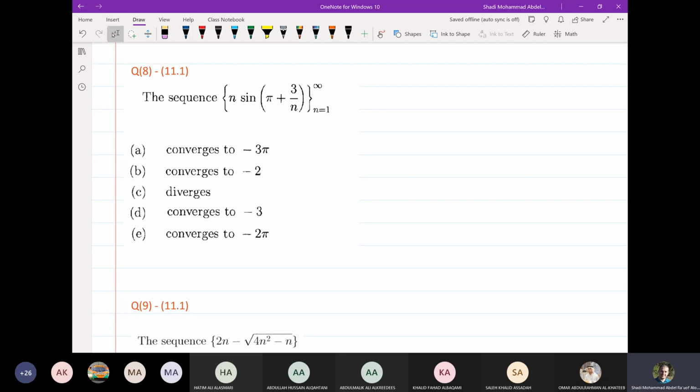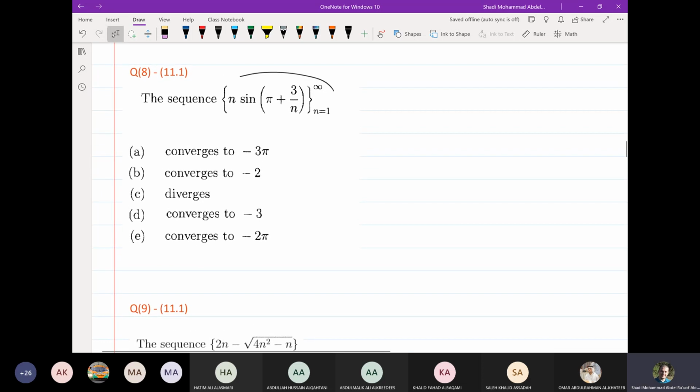So this sequence, does it converge to minus pi over 3, to minus 2, diverge, or to minus 3? Which one of the choices will work here? As I said, the only test for sequences is to take the limit as n goes to infinity. So I will take the limit as n goes to infinity of n sine of pi plus 3 over n, and we will see what we get.